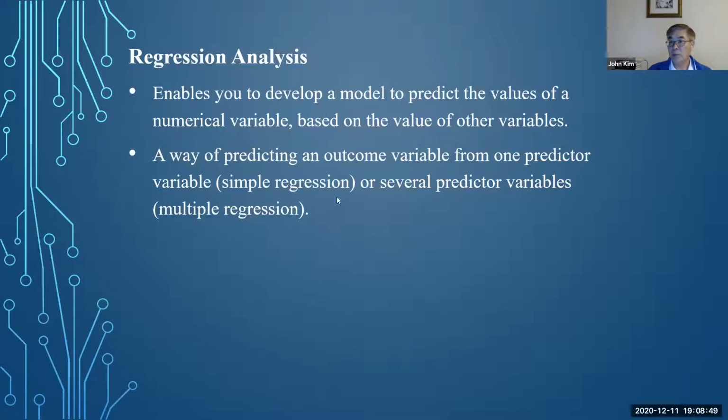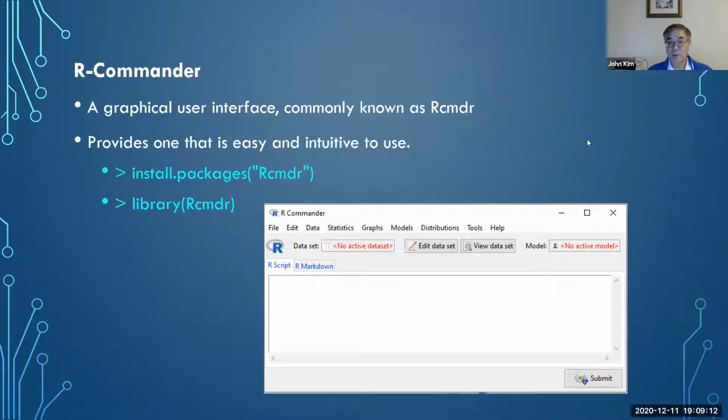And then if we have only one predictor X variable, we call it simple regression. And if we have several predictors, several multiple X variables, then we call it multiple regression. Like last time, we can use this R Commander to do this regression analysis.